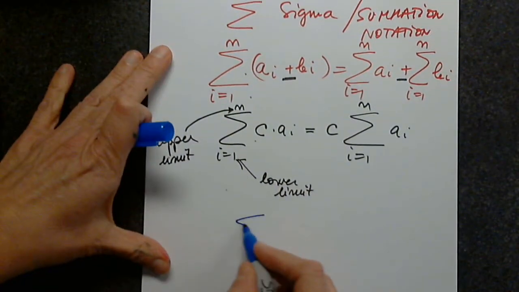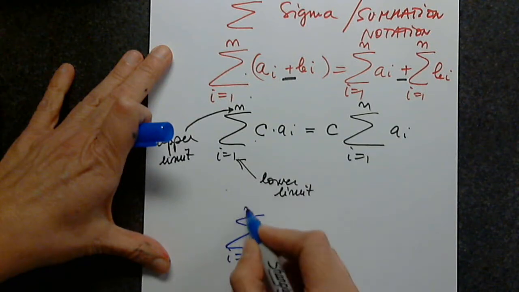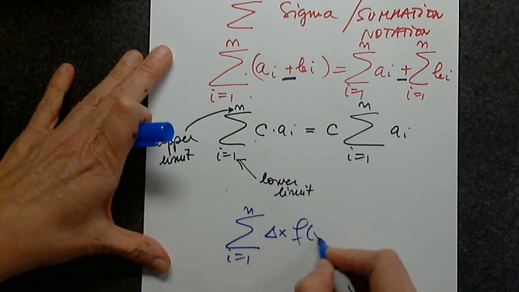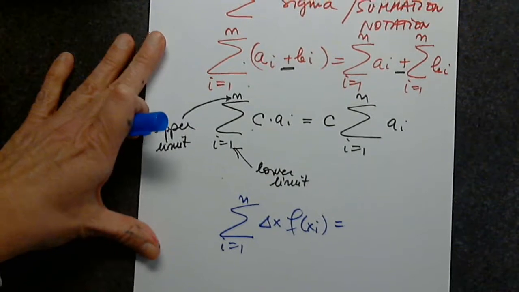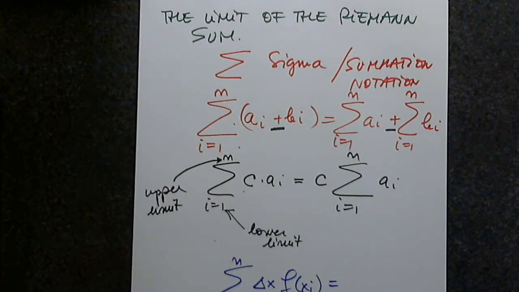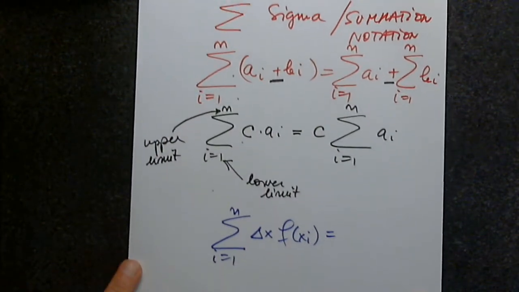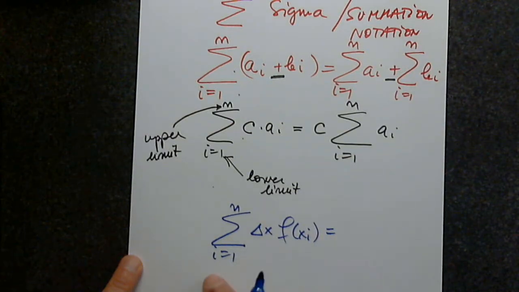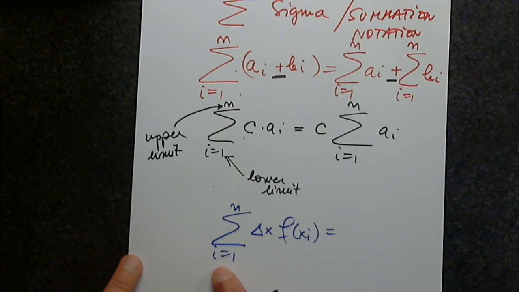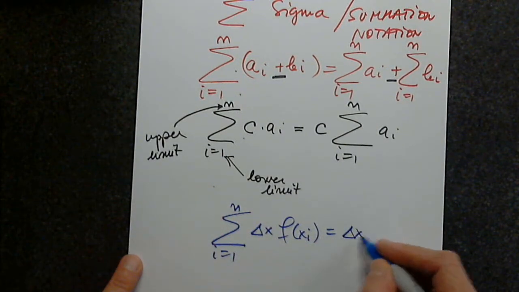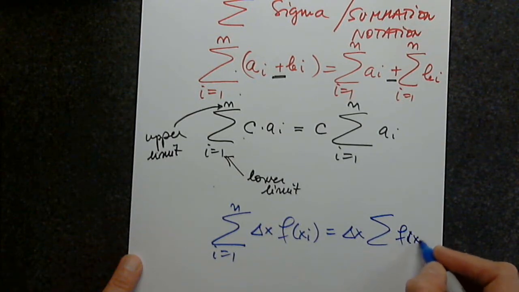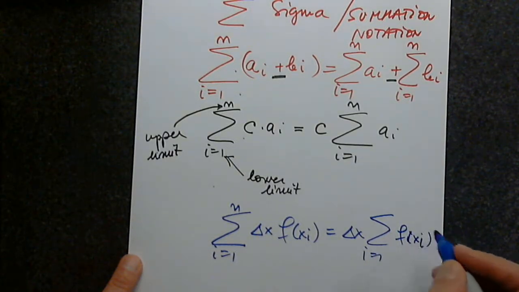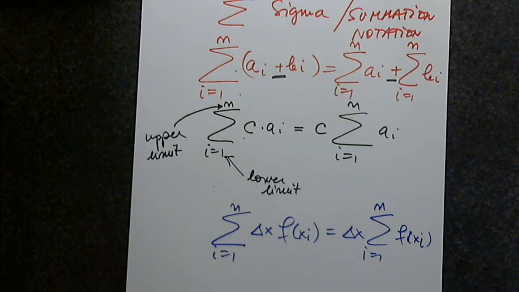When I write the sum from i equals 1 through n of delta x f of xi, can I use any of these two properties? And of course, only one will work. The second one. Yes, delta x does not depend on the index. It's a fixed number, b minus a over n. It's always the same. I can put it in front. And we're going to do that.